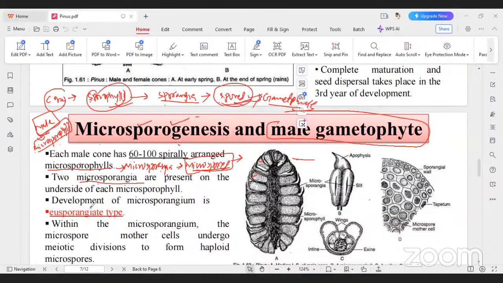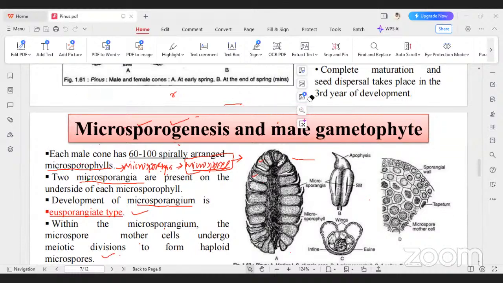Before that, the development of the microsporangia is eusporangiate. There are two types of development, leptosporangiate and eusporangiate. In the eusporangiate development within the microsporangium, the microspore mother cell undergoes meiotic division and forms haploid microspores. If it develops from a single cell, that is eusporangiate; from a group of cells, it is leptosporangiate. That is the difference between eusporangiate and leptosporangiate.